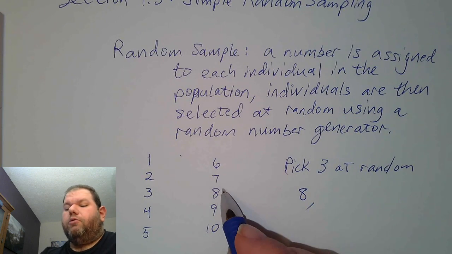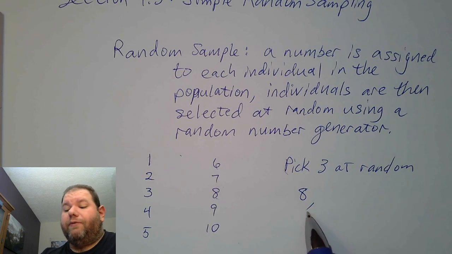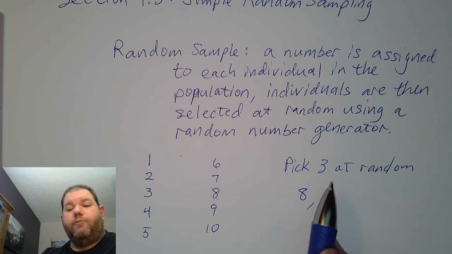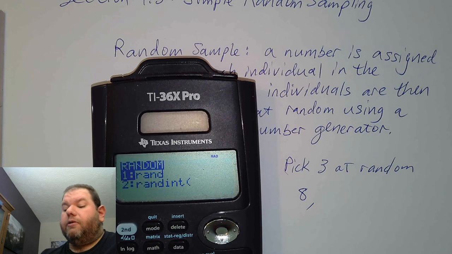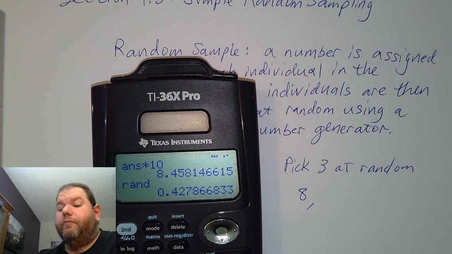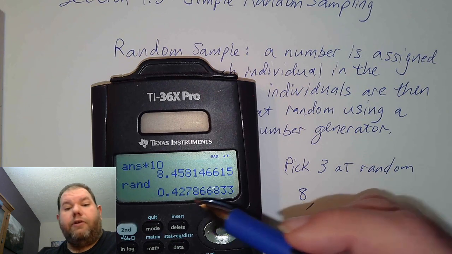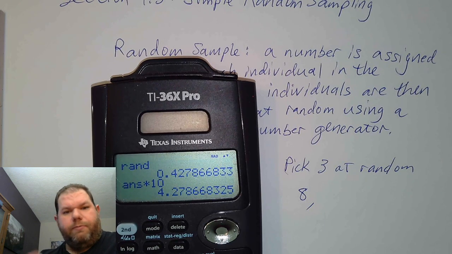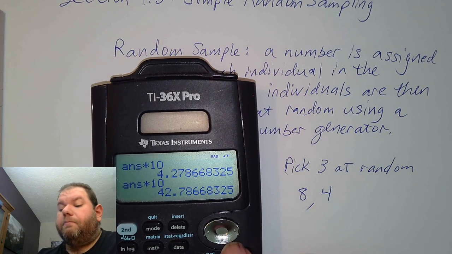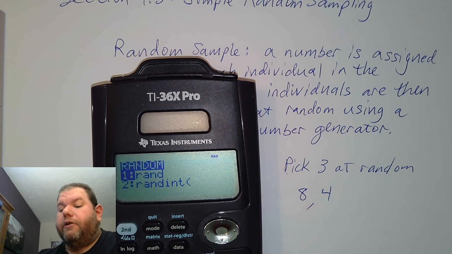So whoever number 8 represents, we've selected them. We still need to pick 2 more. A second random, enter. So we get our answer here. Multiply it times 10. And we get 4.27, so we'll pick the fourth person in our list, whoever that happens to be. And we'll repeat that again. We'll press second random.